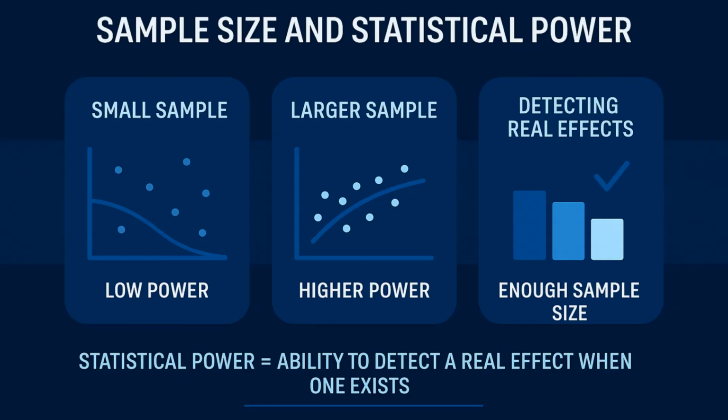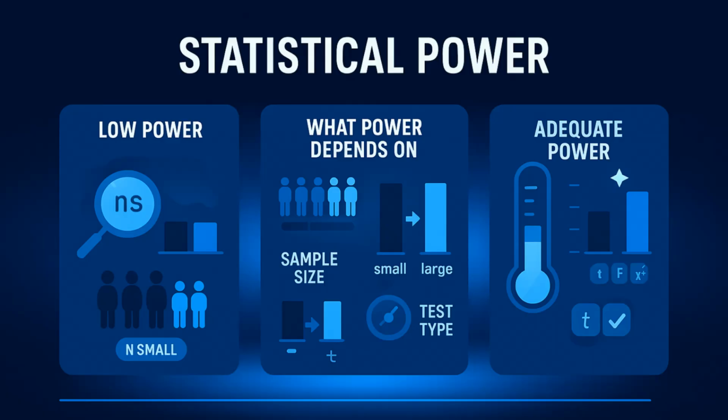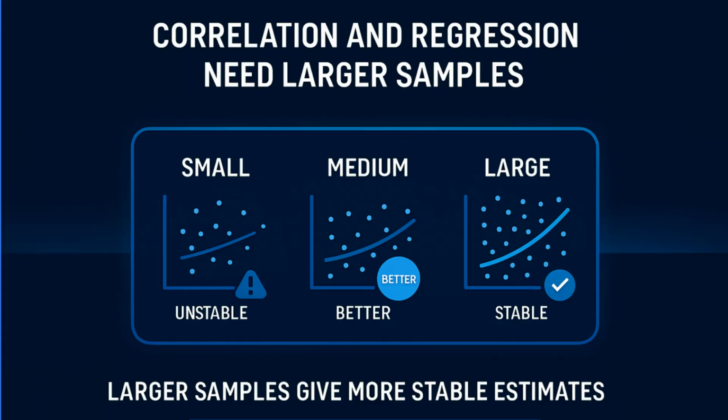Sample size and statistical power are central to analysis alignment. Statistical power refers to a study's ability to detect a real effect when one exists. A study with low power may fail to find statistical significance even when meaningful differences or relationships are present. Power depends on sample size, the strength of the effect, and the type of test used. Correlation and regression require larger samples to produce stable estimates.